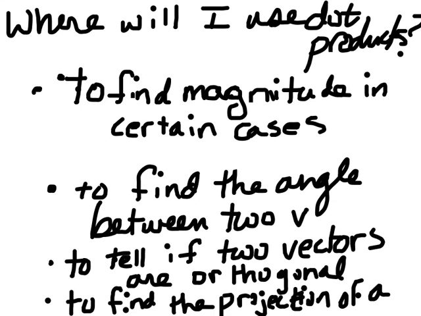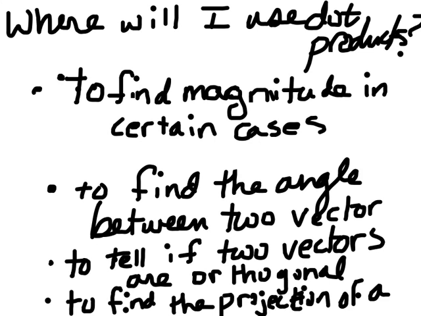Okay, we're fixing it. This video is going to be about how I'm going to use the dot product. Hopefully I'll get through all this in one video, but if not, we'll just continue it. One way I'm going to use the dot product is in certain cases I can use it to find the magnitude, so we're going to look at that in this video. The second use is to find the angles between two vectors.